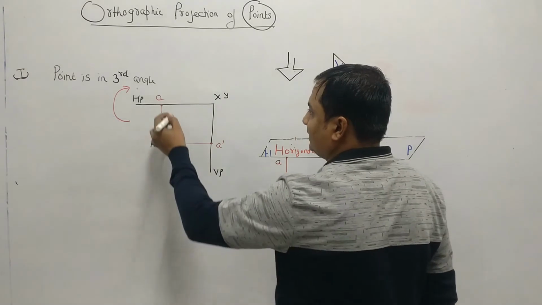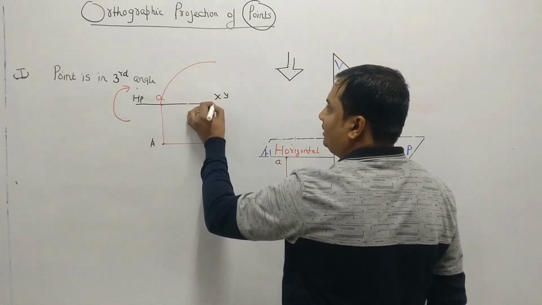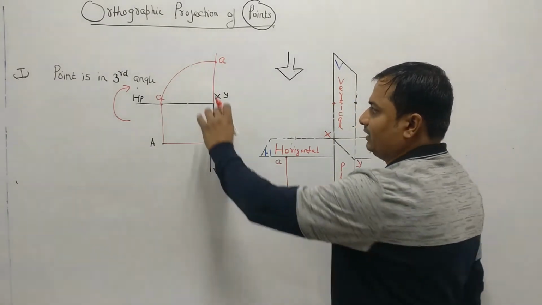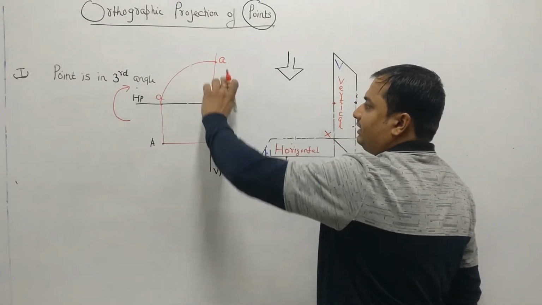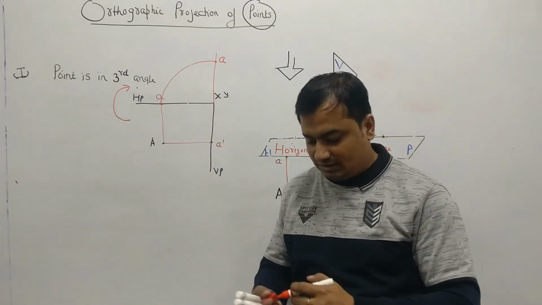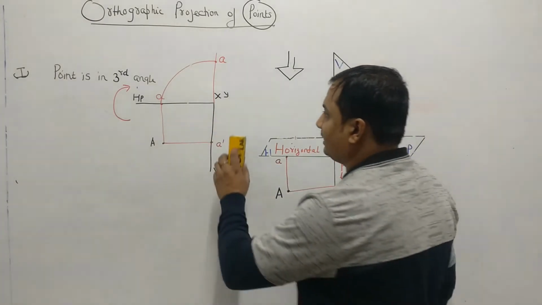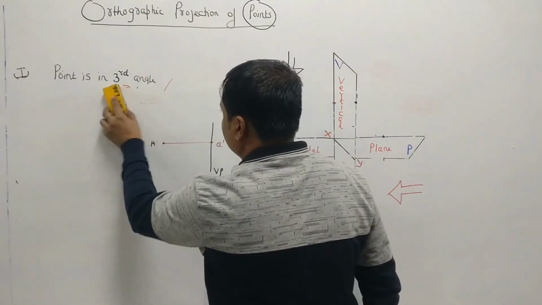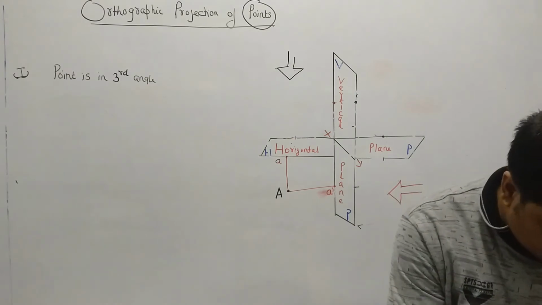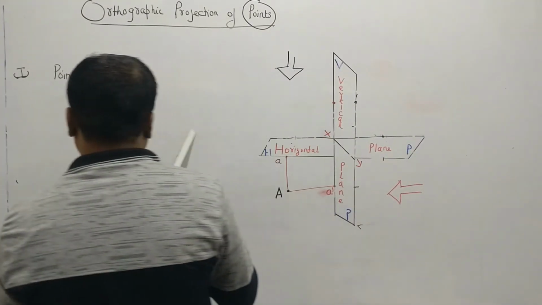So what is going to happen? After rotating, this A will lie above XY. As you can see, A is above XY, and on the basis of XY, A dash is already below. So this is called the third angle. If I just draw the projection of the third angle, it will be like this.